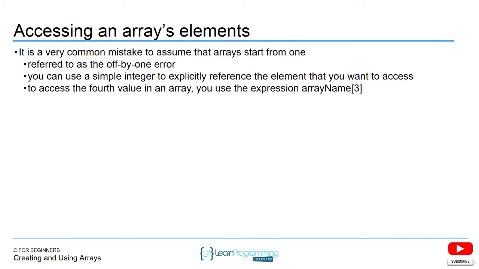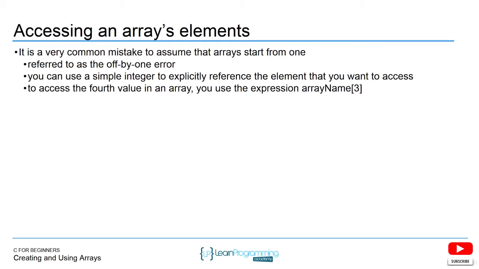It's very, very common to mistakenly try to access an array and be off by 1 because you think that they start at 1 and they don't start at 0. This is referred to as an off-by-1 error. You can use a simple integer to explicitly reference the element that you want to access.